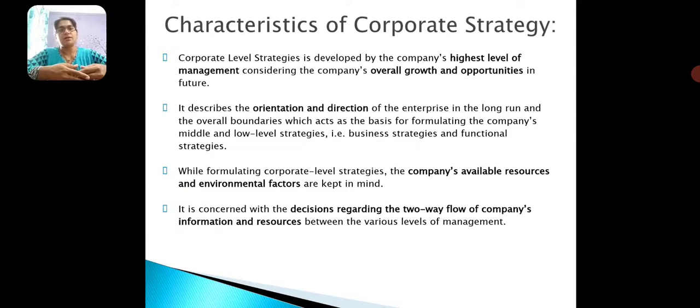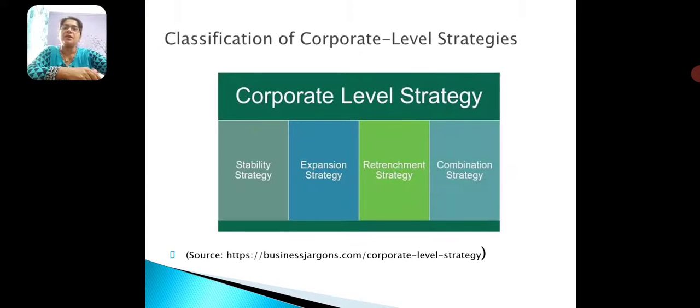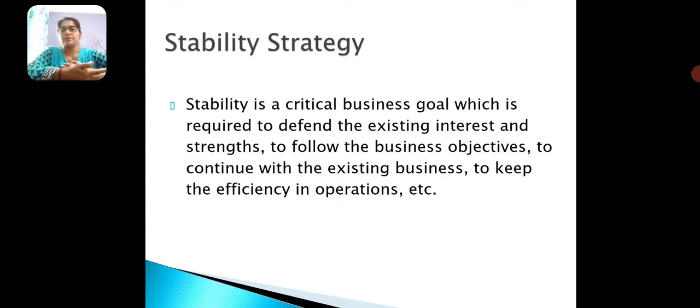Now after seeing all these characteristics, let's see what the different corporate level strategies are which are generally followed or taken. All these strategies, that is stability, expansion, retrenchment, combination, have already been discussed individually in the previous sessions. Now let's see once again, just recall what these strategies mean one after the other. So what is a stability strategy?